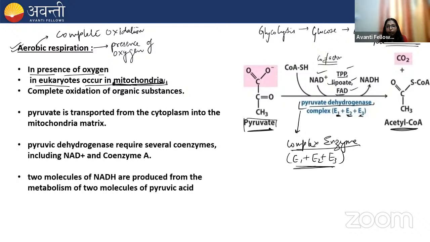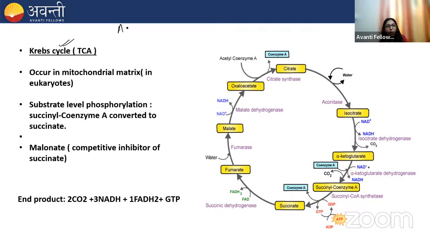And when this pyruvate is converted to acetyl-CoA, NADH is formed and CO2 is released. So it is also a decarboxylation process because CO2 is released and NADH is formed. Moving next is the Krebs cycle. Once this acetyl-CoA is formed, it will enter into the Krebs cycle. We also call it the TCA cycle. And this Krebs cycle takes place in the matrix of mitochondria.